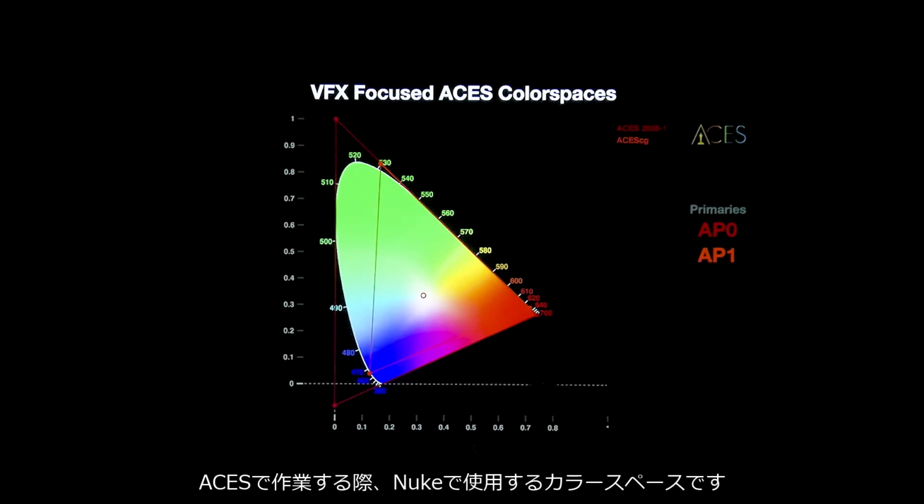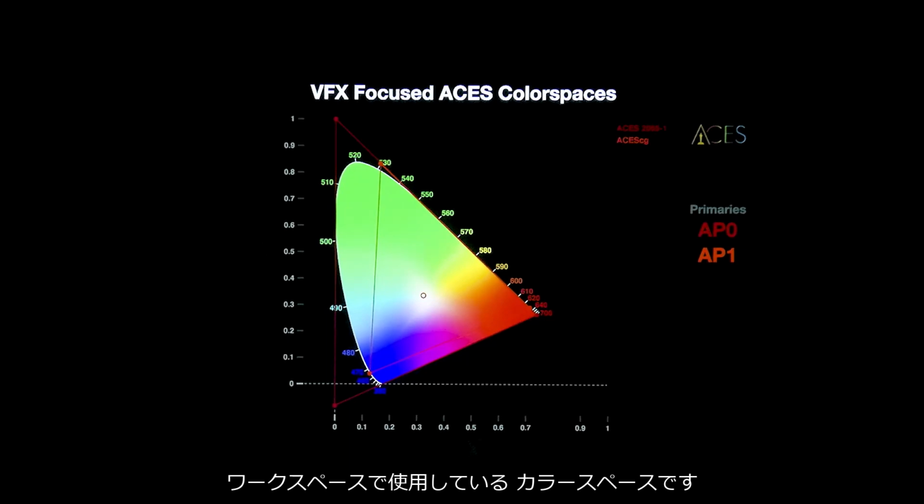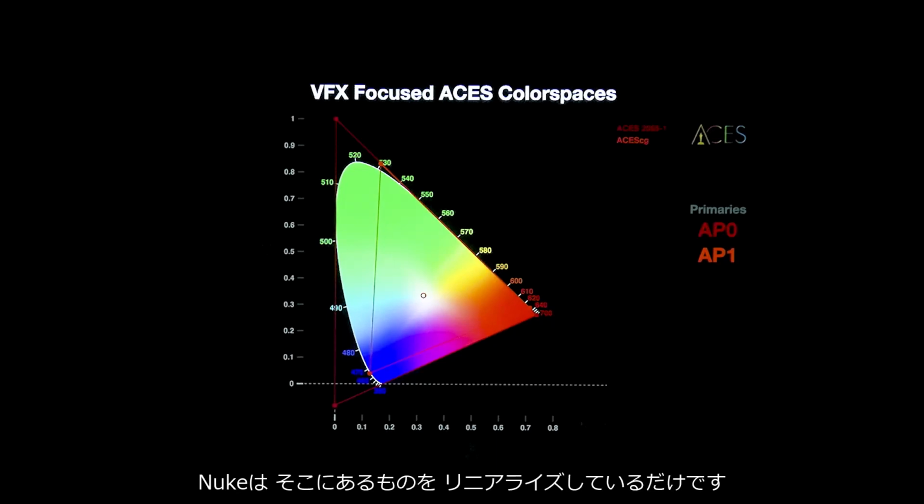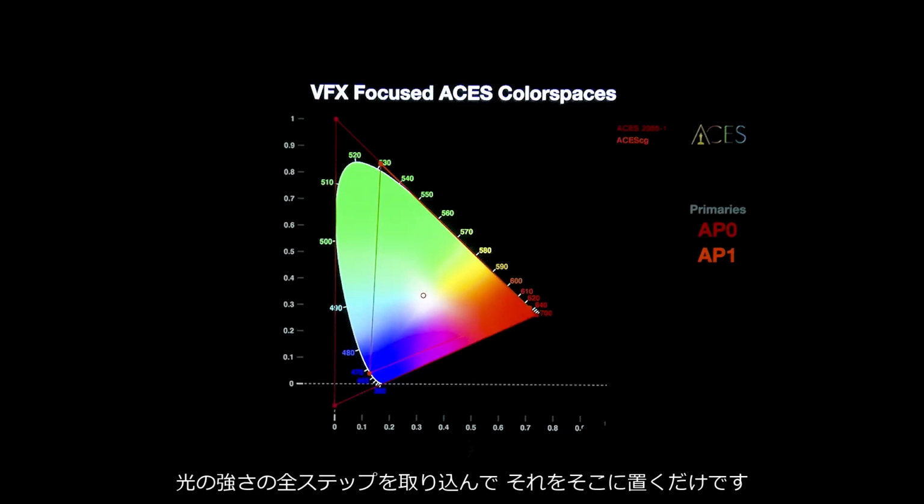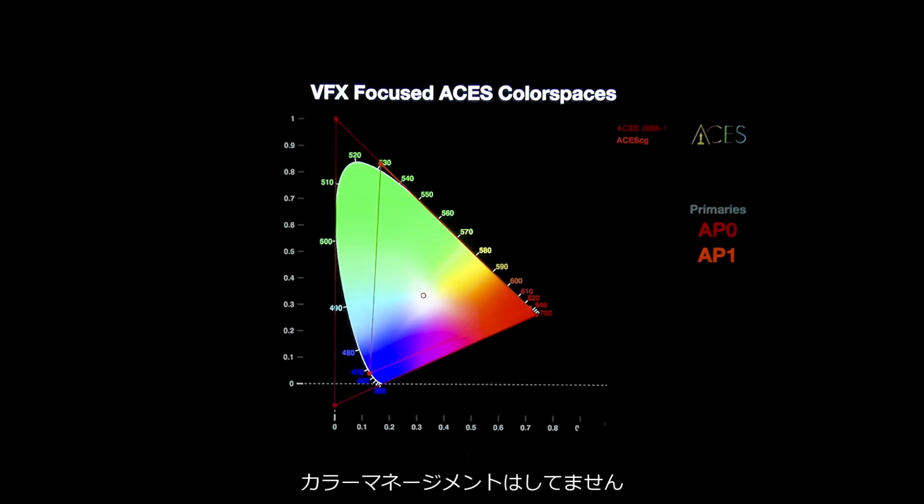So this is the color space that is going to be used for Nuke, for instance. When you are working in Nuke, in ACES, this is the color space that you are using in the workspace, so what Nuke is doing the calculations in. I don't know if you know that unless you specify the color management, Nuke is not managing the color. Whatever you feed in there is just linearized using the linear light fashion. So it's just taking every step of light intensity and putting it in there. But it's not managing the color. There are no primaries, for instance.